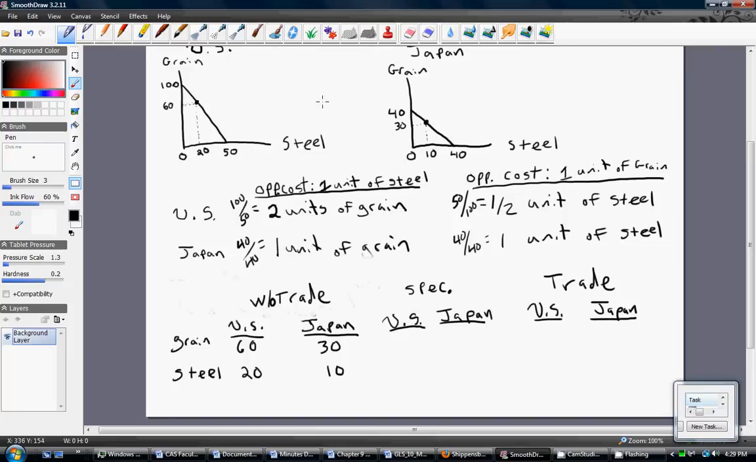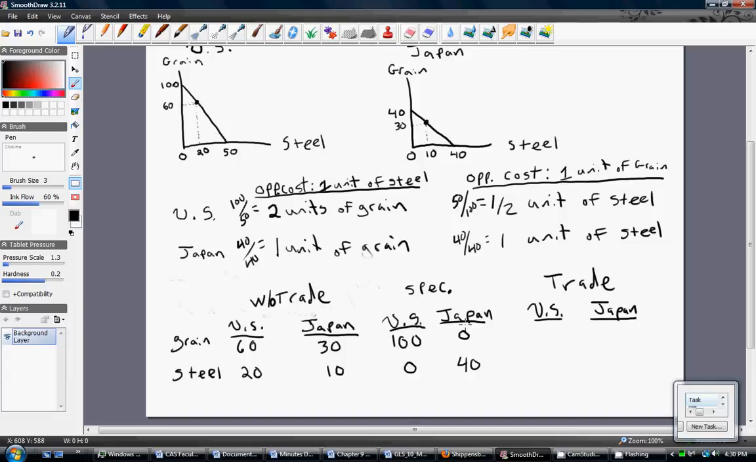Now we have a next set of columns that I'm calling the specialization columns. You can assume that each country is going to specialize in their comparative advantage. In the United States' case, they're going to do nothing but produce grain. Grain, after all, is what we argued the United States has a comparative advantage in. So the United States will produce 100 units of grain, and if the U.S. is producing 100 units of grain, it can't produce any steel. Japan is going to specialize in its comparative advantage, which we argued is steel production. So Japan at most can produce 40 units of steel, and if it's producing 40 units of steel, it can't produce any grain.